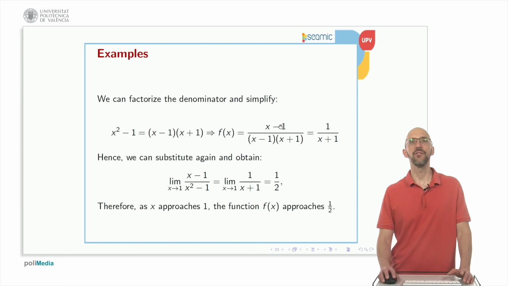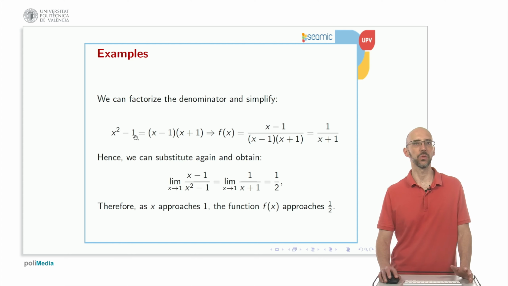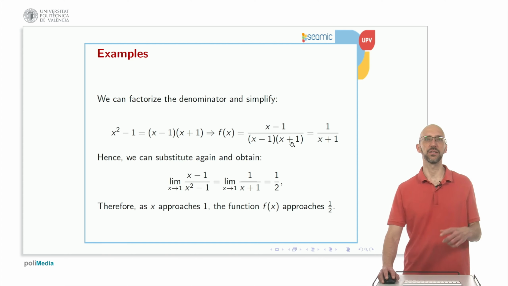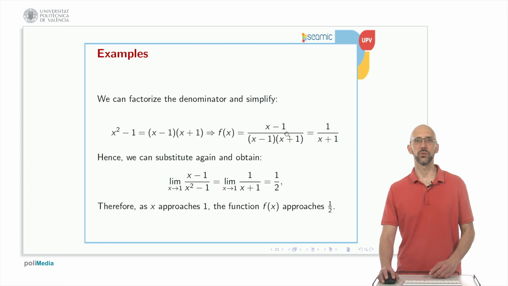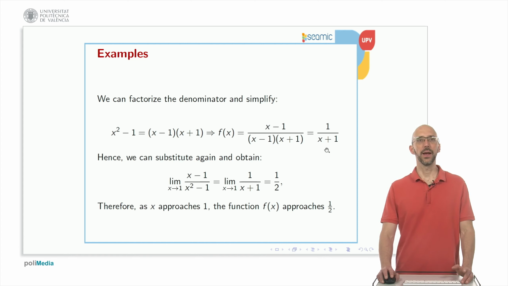Therefore, the function we had from the beginning, x minus 1 divided by x squared minus 1, can be written as x minus 1 divided by (x minus 1)(x plus 1). I guess all of you see now that we can simplify something. x minus 1 in the numerator and x minus 1 in the denominator can be eliminated. So the function we obtain is just 1 over x plus 1.